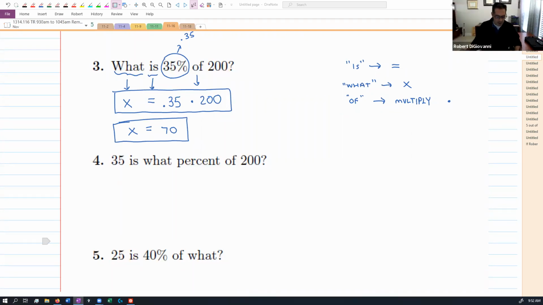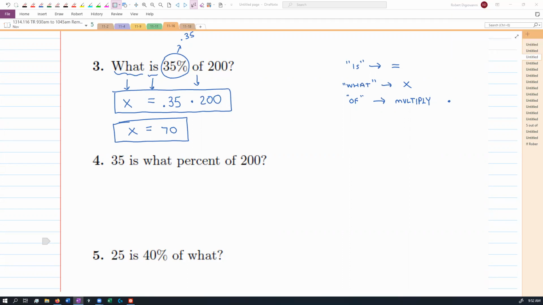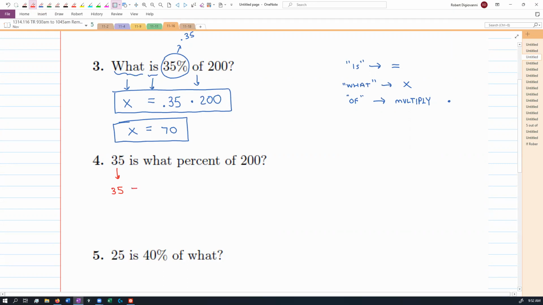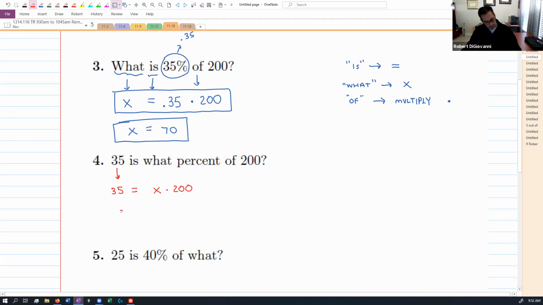All right, did anyone get the answer? I didn't go that far, but I got 200x equals 35. Okay, so let me see how you got that. You left the 35 as 35, then what did you have after that? Is would be equals, and then what is x? And then of is times, so times 200, or 200x. Okay, good. So 35 equals 200x.